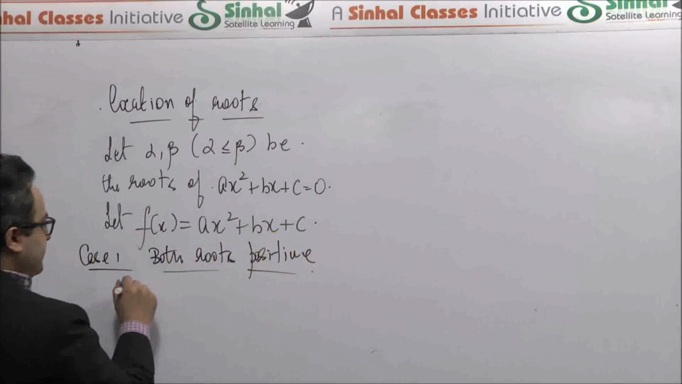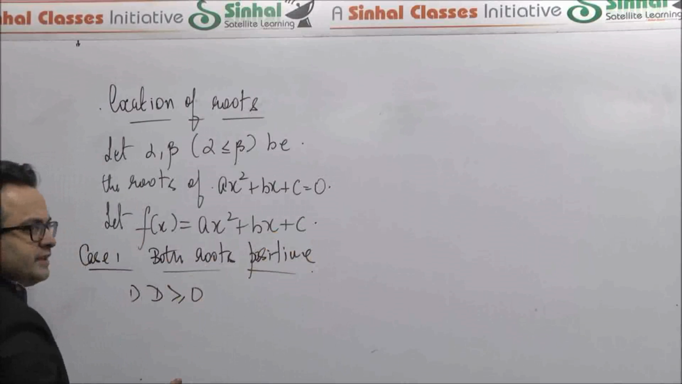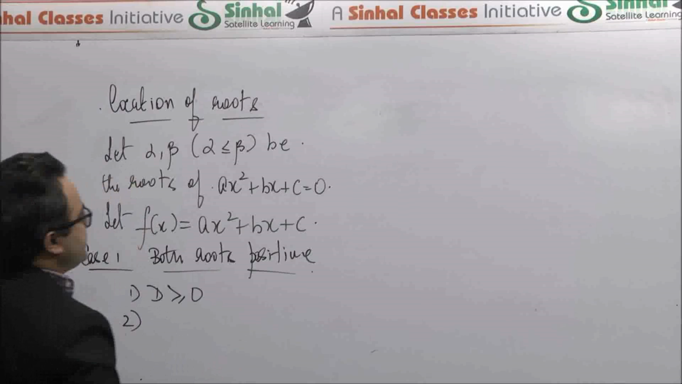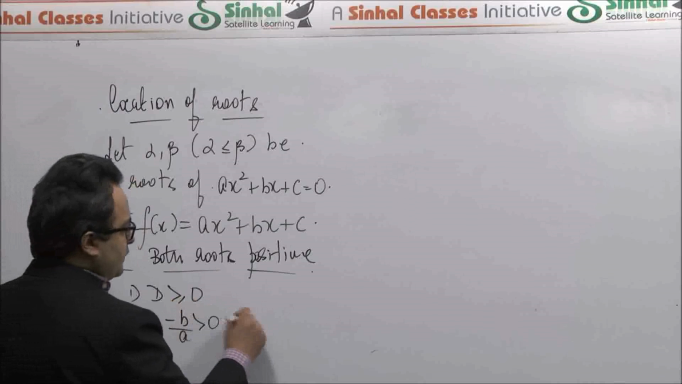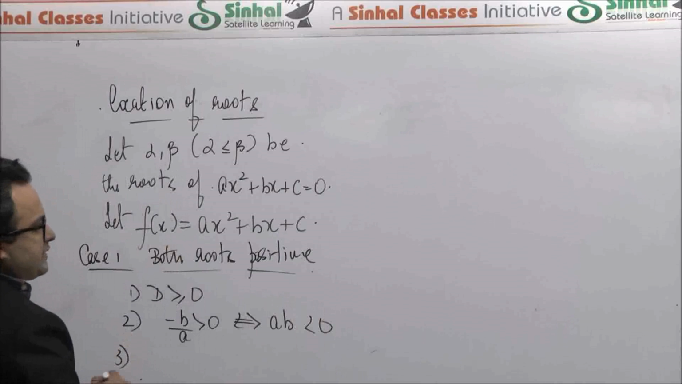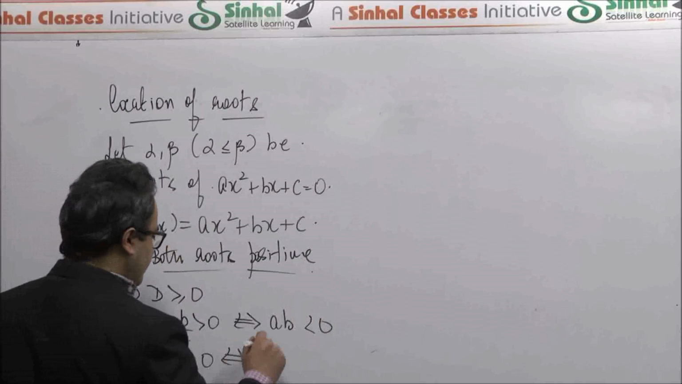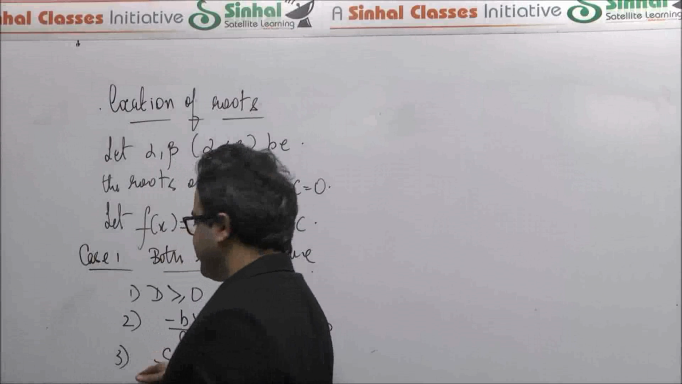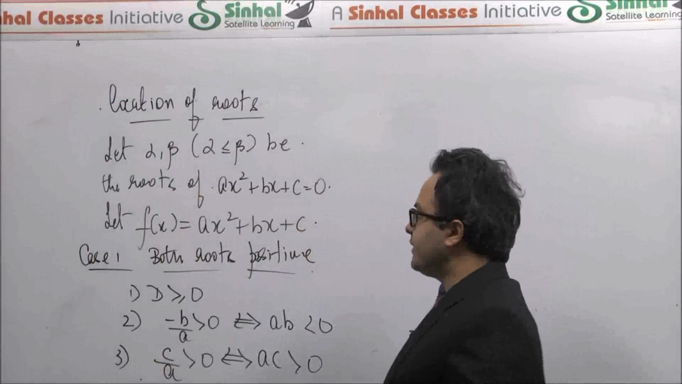So for both roots positive, the first condition that we impose is that the discriminant should be greater than or equal to 0, right? So first of all, the roots need to be real, only then we can ensure that they're positive. Then the second condition, since both roots are positive, their sum must also be positive. So minus b by a should be positive, which is equivalent to saying that a into b is a negative value. And third condition, since both roots are positive, the product should also be positive. So c by a should be positive, which is equivalent to saying that a into c is positive. So these three conditions together will ensure that both the roots are positive, right? It's pretty straightforward.